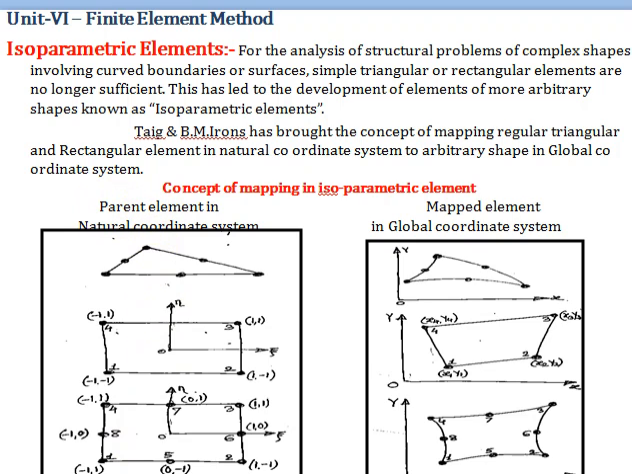So this is the parent element and this is mapped in the global coordinate system. Okay, so the parent element is in the natural coordinate system. So the plane triangle is here. Here it is mapped in the global coordinate system. Okay, so these are some examples.